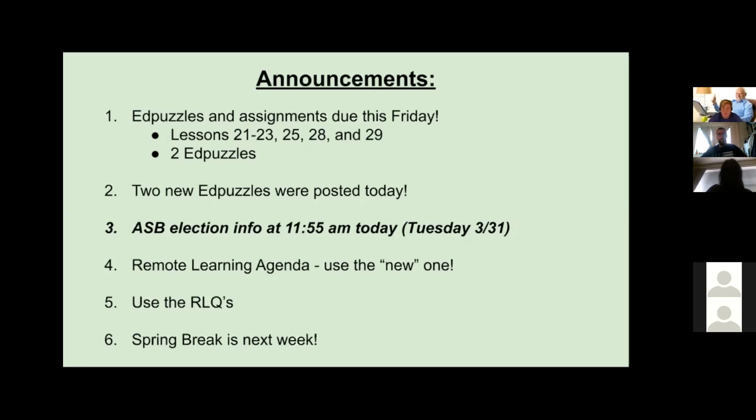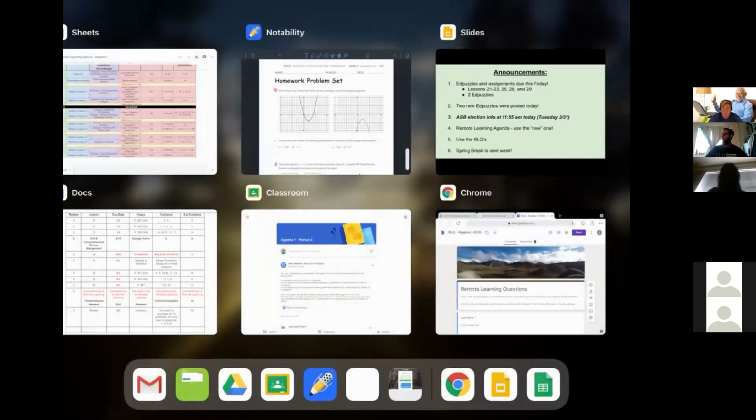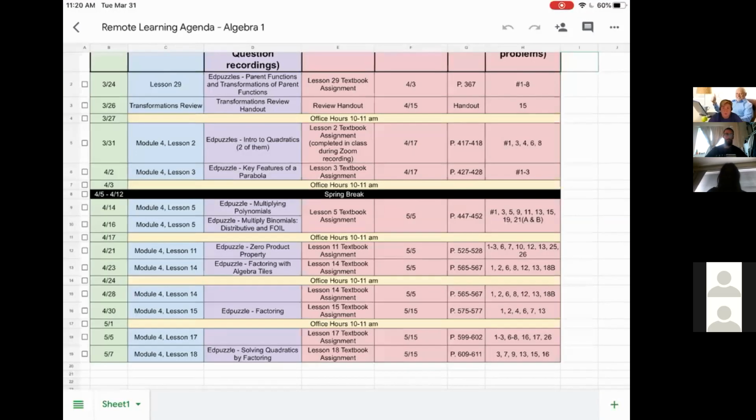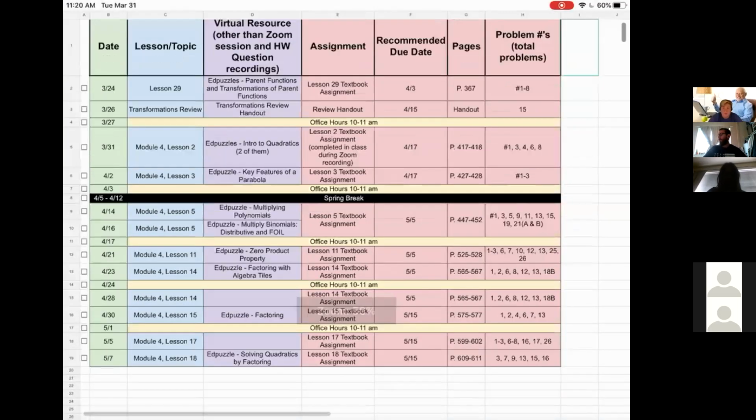Great question, Ashley. On the remote agenda, are the page numbers the homework? Yes. That's a perfect segue into our next concept. Number 4, remote learning agenda, use the new one. By the new one, I mean the one that's on the Google Sheets that has this multicolored situation. Ashley's question was, are the page numbers the homework?